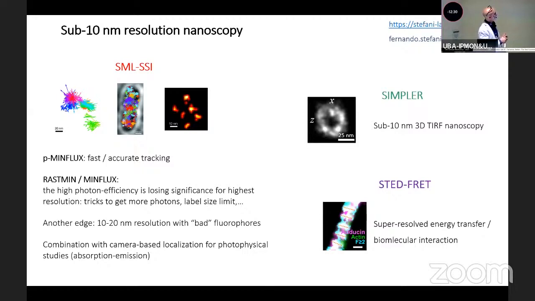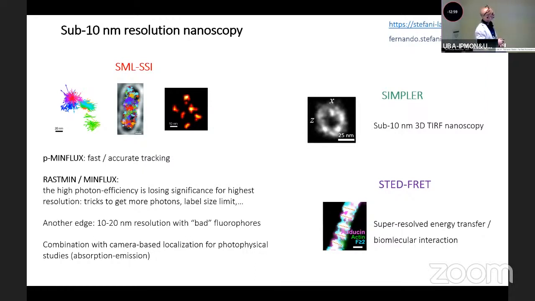I think pulsed MINFLUX is fast and accurate, and it's actually the fastest and most accurate method, only limited by the count rate of the emitter. So if you use a single molecule, in fact, you don't get much better than other methods because the count rate is not high enough. But if you follow a particle or a vesicle with a lot of fluorophores, you can reach nanometric precision and microsecond time resolution very easily. And that is one of the projects we are aiming at now in our lab.